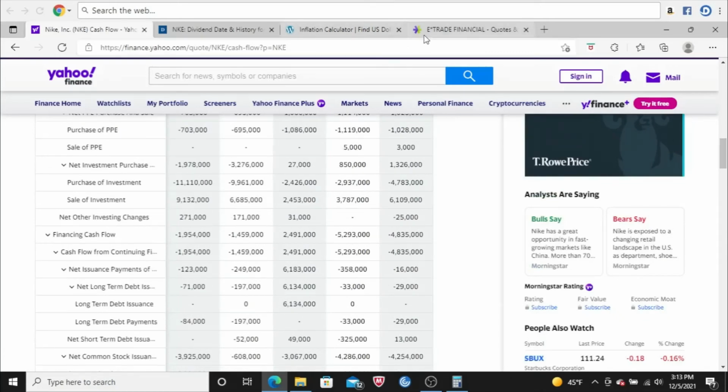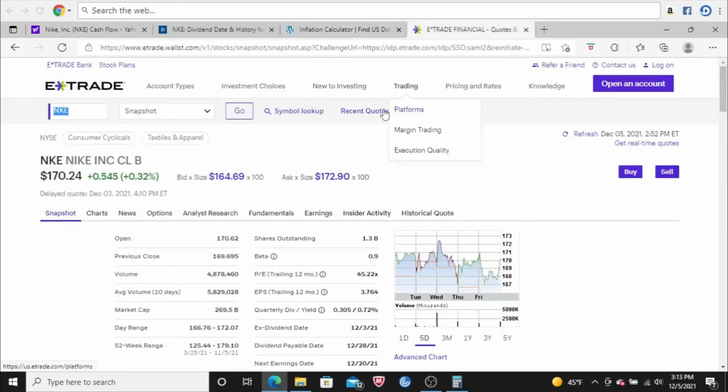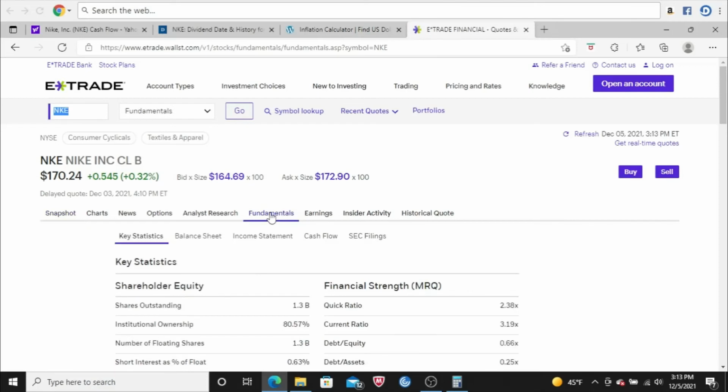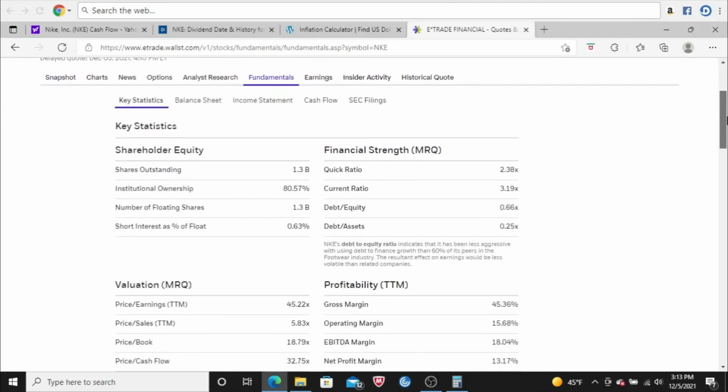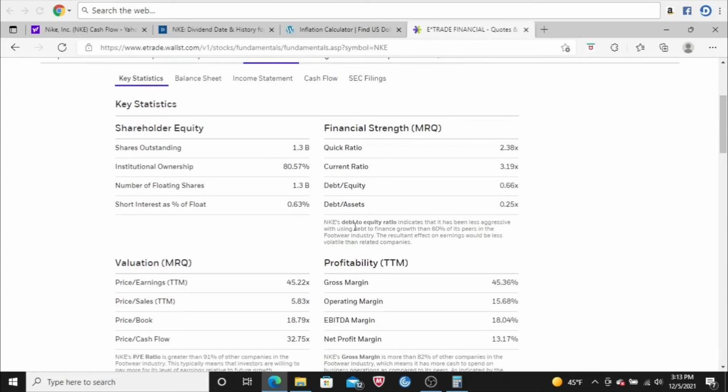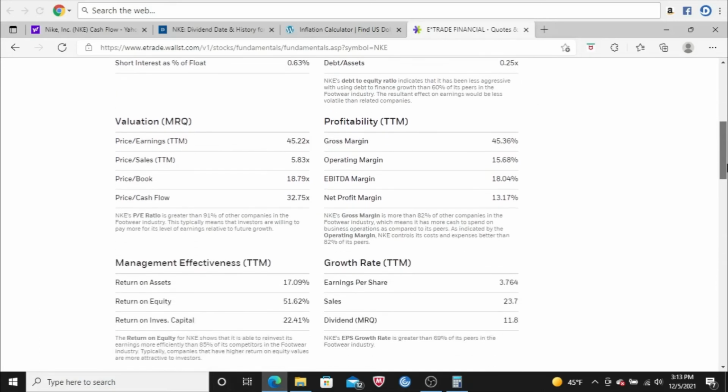Next, I would come to E-Trade. Now here on Nike's page on E-Trade, E-Trade's my broker, I go to fundamentals and scroll down just a little bit. There's some paragraphs here I like to read. This first one right here: Nike's debt to equity ratio indicates it has been less aggressive with using debt to finance growth than 60% of its peers in the footwear industry. So that's awesome. Not relying on taking on debt in order to grow the business, at least not as much as their competitors. So that's definitely a good sign and not a surprise given their debt to equity ratio was so low.